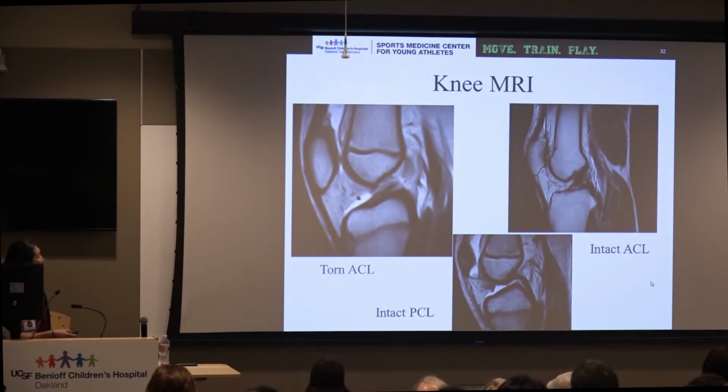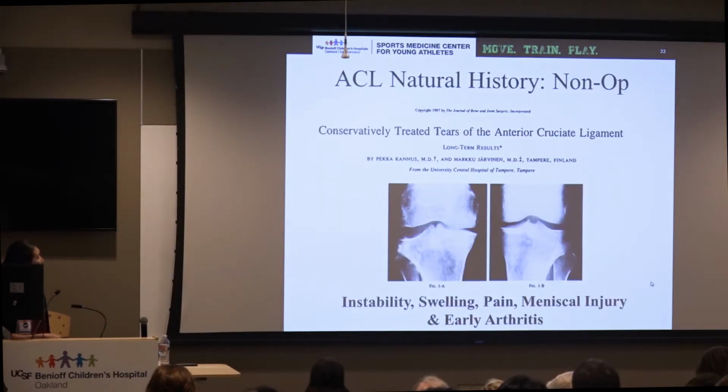Here we go. MRI, torn ACL, gone. Intact ACL here, torn here, intact PCL through there. Okay. And so what about this? What about the ACL? Well, we know, and plenty of studies have shown, we used to hold young boys and girls if they've torn their ACL because we wanted to wait for their growth plates.